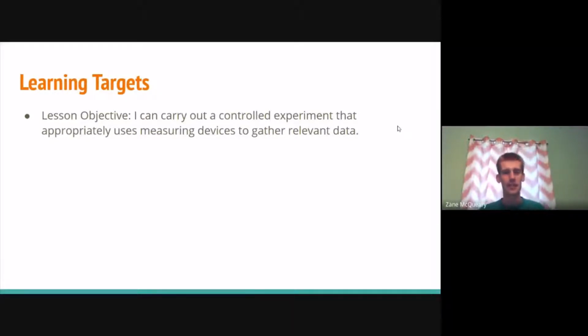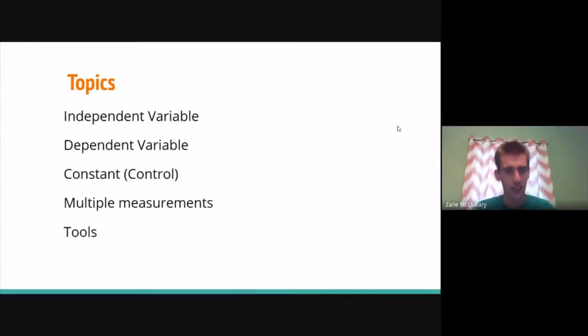For example, we can separate controlled experiment, determining what that is, figuring out which measuring devices to use, and then what do we consider relevant data. So really we're going to take this learning target and split it down into manageable chunks, like so.